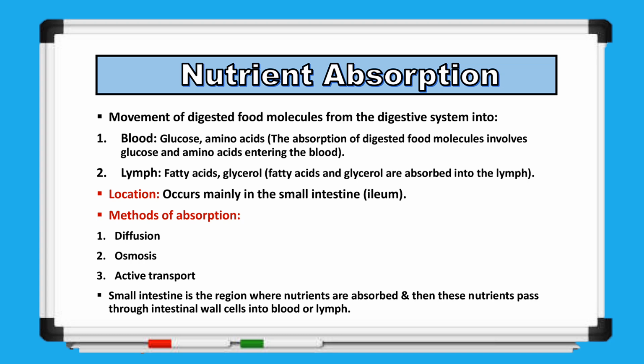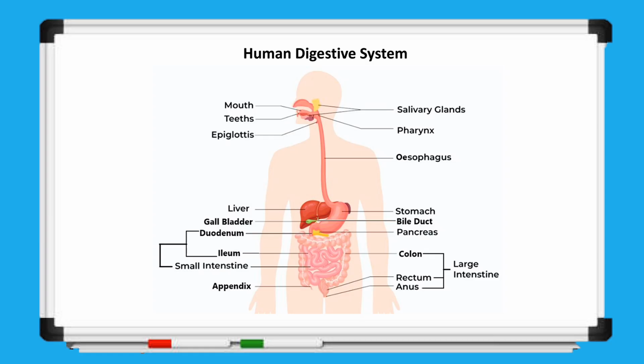So, the small intestine is the region where nutrients are absorbed. These nutrients then pass through the cells of the intestinal wall into either the blood or the lymph, depending on their type. So, let's take another look at the diagram. Earlier, we identified all the parts of the human digestive system including mouth, teeth, epiglottis, liver, gallbladder, duodenum, ileum, small intestine, appendix, salivary glands, pharynx, esophagus, stomach, bile duct, pancreas, colon, rectum, anus, and the large intestine. And now our primary focus is on the small intestine.